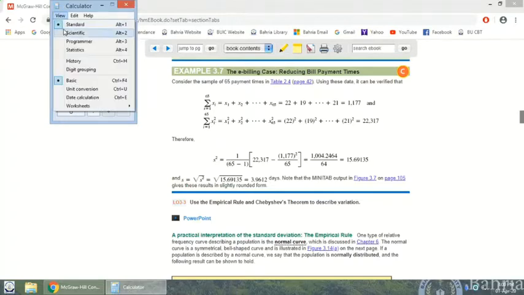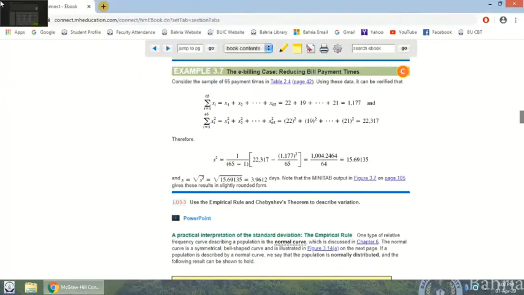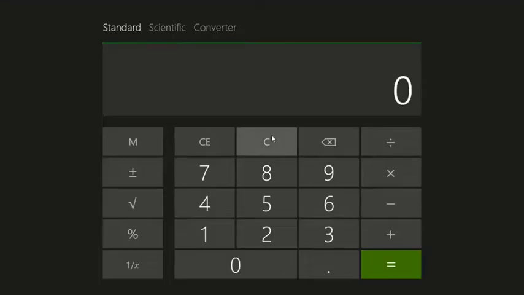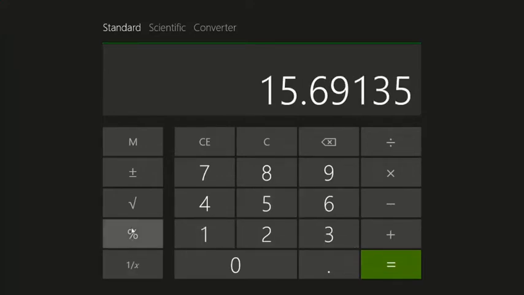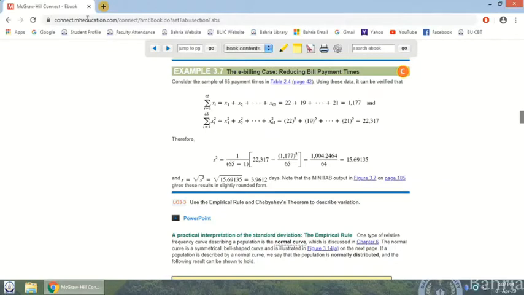In this case, when you take the under root of this 15.69, you simply take the square root. Okay, so now the value we had was 15.69135, and here we have 3.96 days.